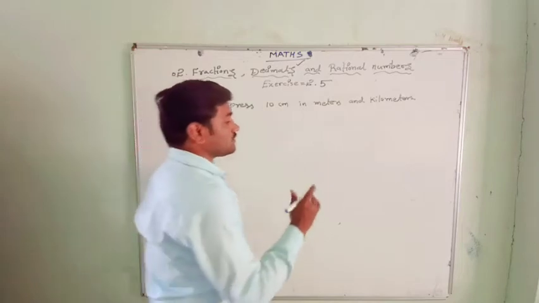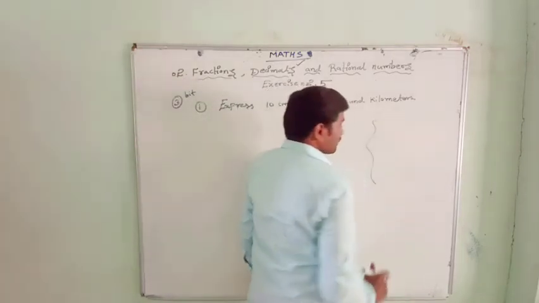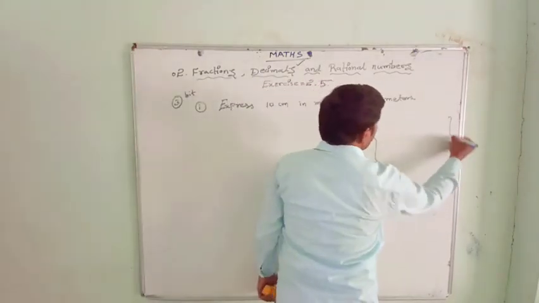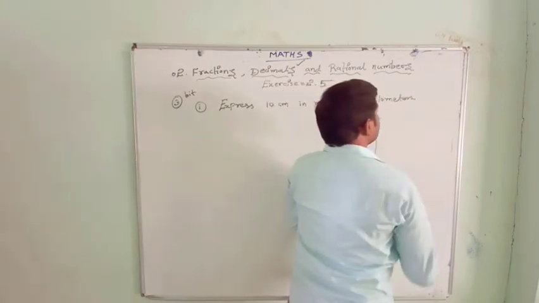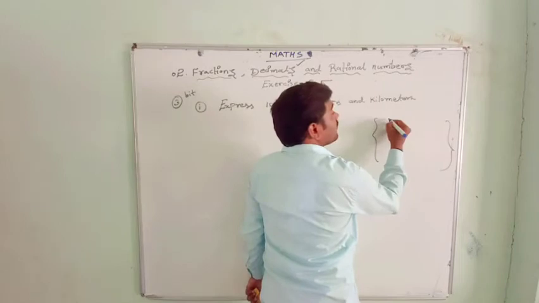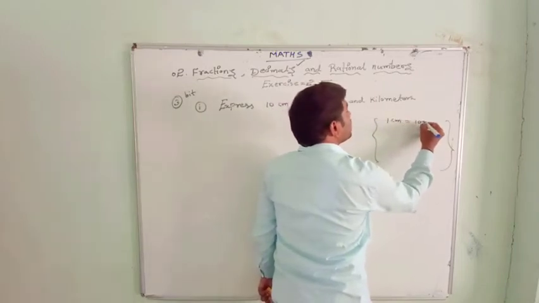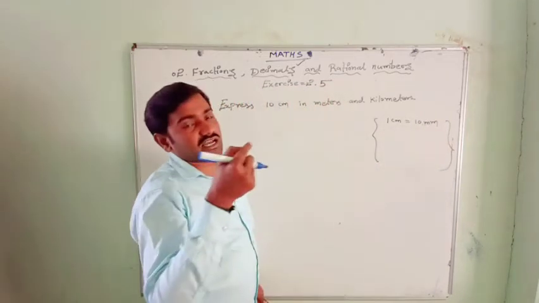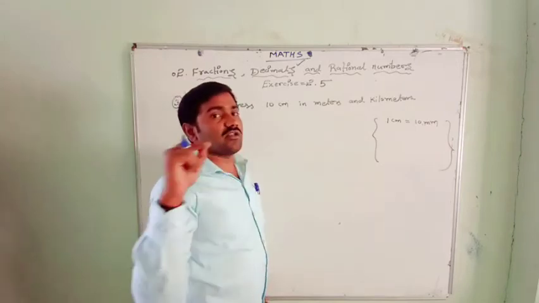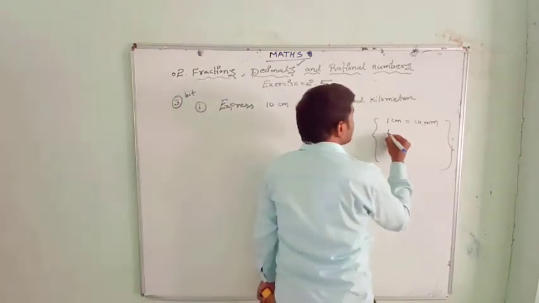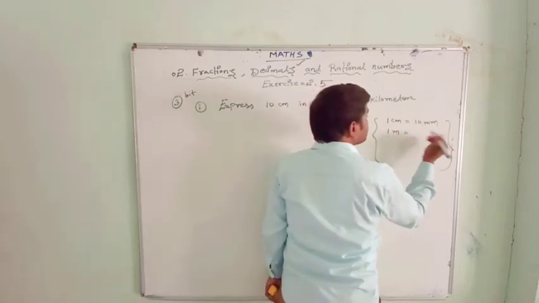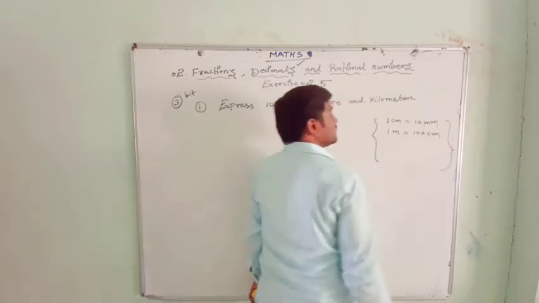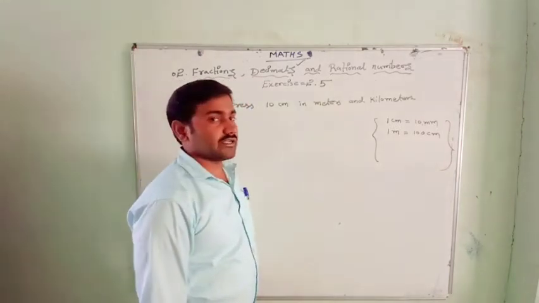For that, we need to know some things here. I will write some instructions that you need to remember. 1 centimeter equal to 10 millimeters. That you can see on the scale: between 1 centimeter there are small millimeters. Then 1 meter equal to 100 centimeters.